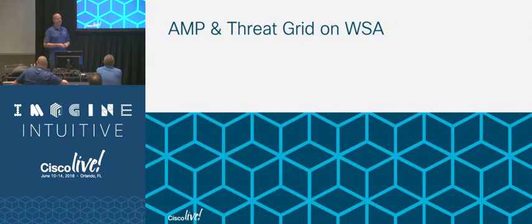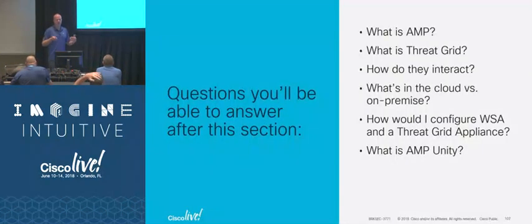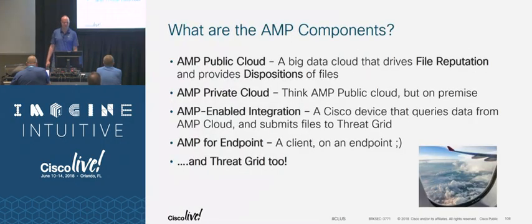So now we're going to swing into talking about advanced threat on WSA. We're going to talk about what is AMP, what is ThreatGrid, how do they work together, and how do I configure all this? What is AMP Unity? For those of you who raised your hand that you had AMP today, some of these features you may have, some of them are brand new within the last couple months. For those of you who don't have AMP, hopefully you will consider doing an AMP proof of concept after this because it adds a massive amount of security to the WSA.